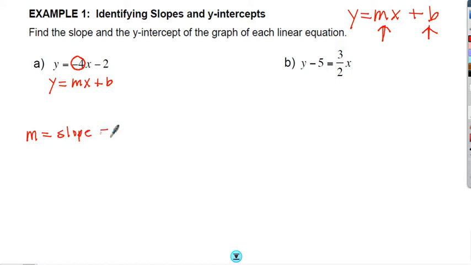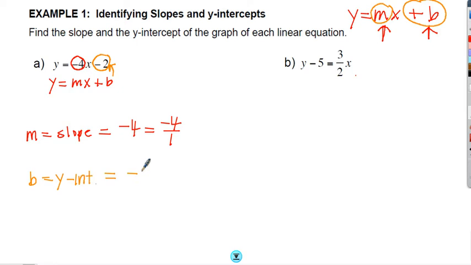is negative 4. And remember, slope, I would like you to always write in fraction form. So in fraction, it would be just negative 4 over 1. And we've got to find the y-intercept. Y-intercept is always the number after x. So m, the slope, is before x. B, the y-intercept, is after x. And if you look at this one, b is negative 2. The number after x is negative 2. So in this case, b, which is the y-intercept, I'm just going to write it short, is negative 2.